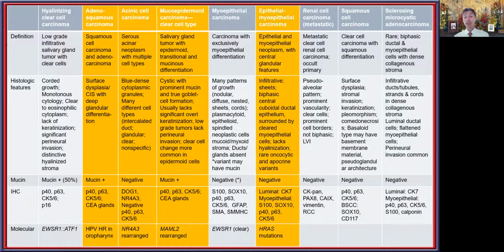So the most important thing, first of all, is really to think of this as a diagnosis of exclusion as well, because it needs to lack features of other clear cell salivary gland tumors. And so this is one of the things that really needs to be done in order to make sure that there are not other features present.